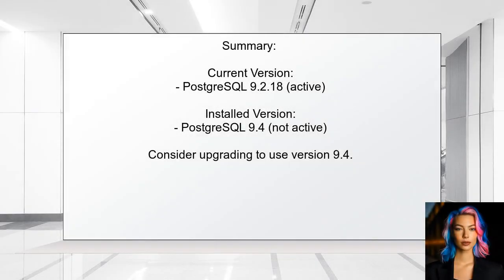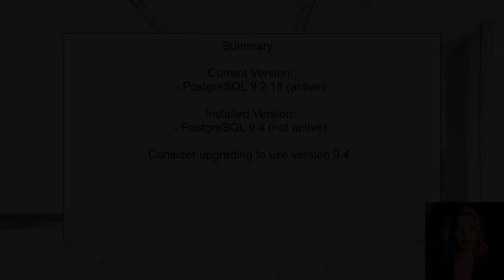In summary, the user has PostgreSQL version 9.2.18 currently running, while version 9.4 is installed but not active. Upgrading may be necessary to utilize the newer version.